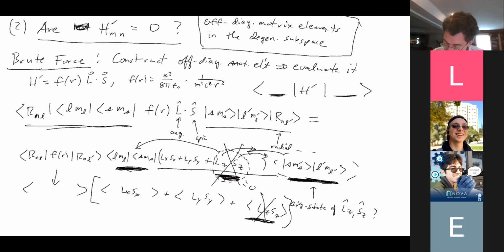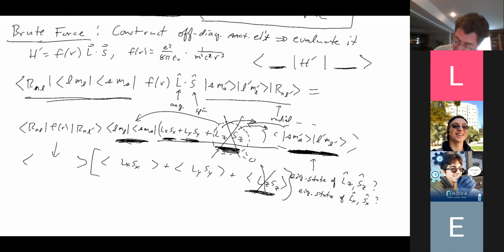But now let's look at these terms, because now I have Lx and Ly, Sx and Sy. Now I'll ask you the question: is this state on the right an eigenstate of Lx, Sx? Yes or no? That's right, it is not. It is definitely not. And so what that means is that to evaluate this expression, I have to turn these things into raising and lowering operators.